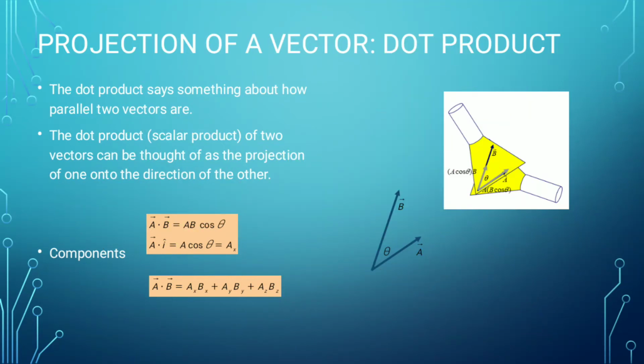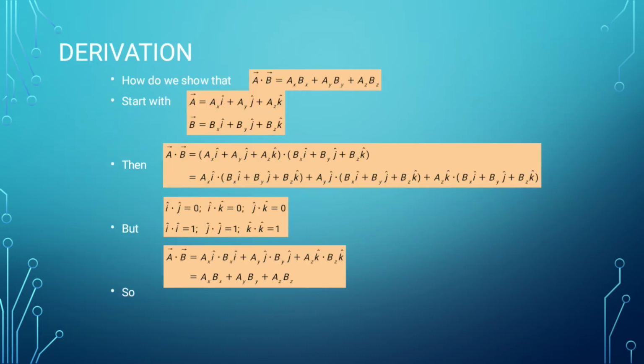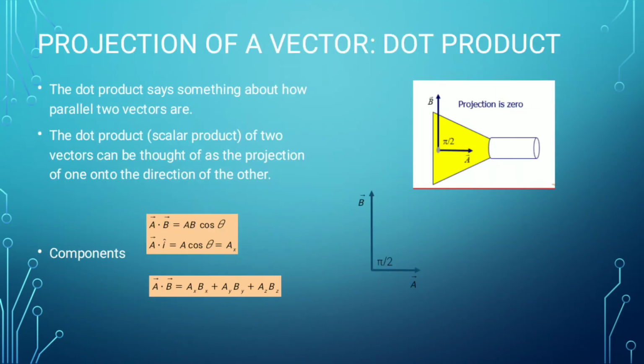Now see, A dot B is equal to AX into BX plus AY into BY plus AZ into BZ. These are the components. See here, the dot product: AB cos theta. Generally, for the dot product, if the angle between A vector and B vector is 90 degrees, see here carefully, 90 degrees, then the projection will be zero.